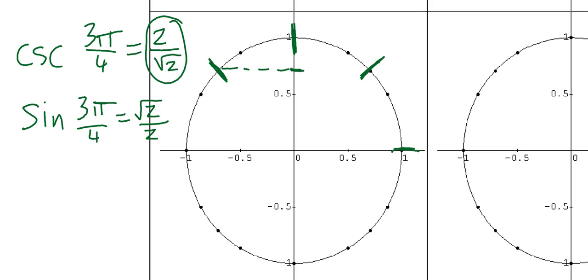Other math teachers, because they're really picky, would rationalize this thing. And so other math teachers would call this plain old radical 2. Now, I don't care if you give me plain old radical 2 or 2 over radical 2. It's the same exact thing. But you need to go back to the unit circle. Find the regular trig function first. Then find its reciprocal.